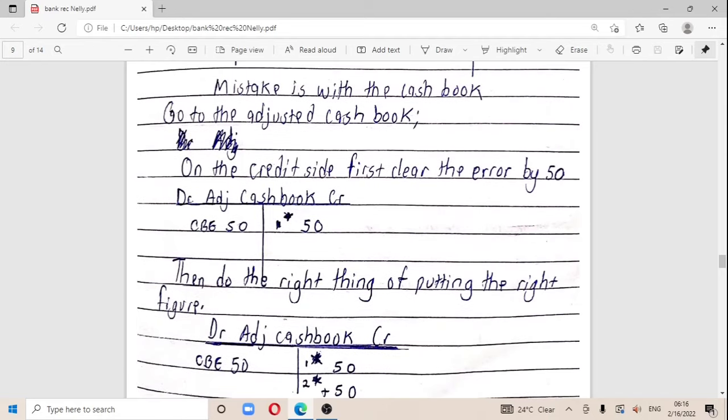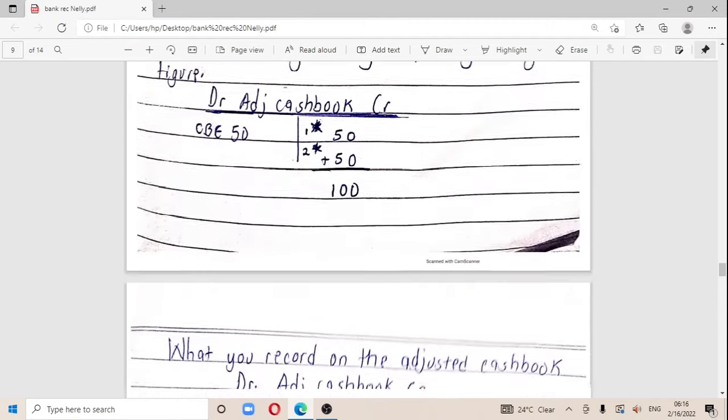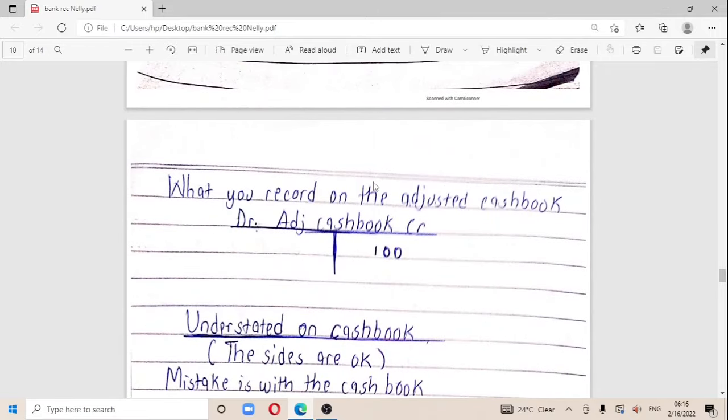Then you do the right thing. The right thing to do is putting the right figure. So on the adjusted cash book, you'll be like, the 50 crosses with this 50. And then what is the right thing? The right thing is putting a 50 on the credit side, which is 50. So when you add 50 plus 50, you get 100. So that when you come to what to record on the adjusted cash book, this is what you get to record. You get to record 100.